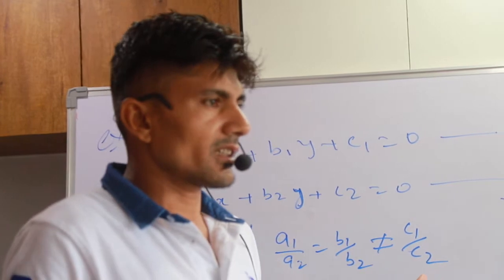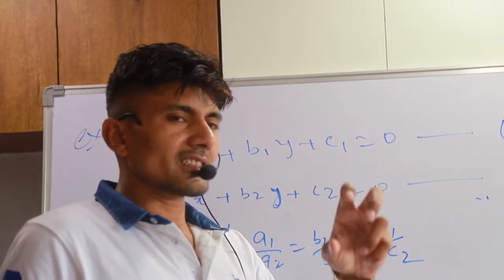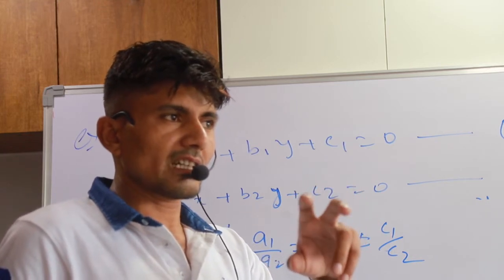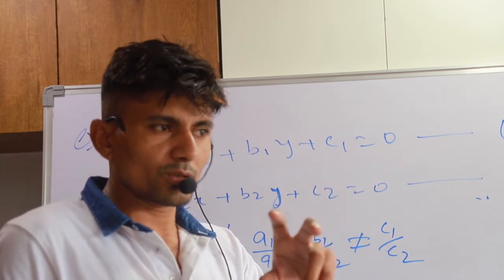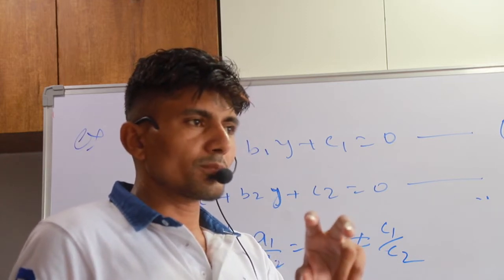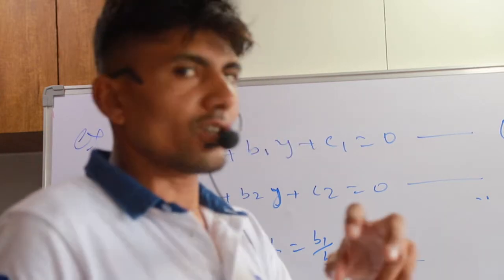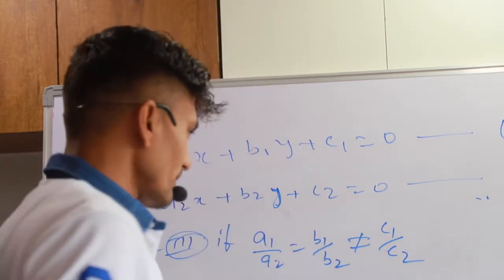Common solution means the solution with the value of x and y which satisfies both equations. That is the meaning of the common solution. Common solution means the common value of x and y by which both equations are satisfied. Due to that, in this case, we will not get any common solution.